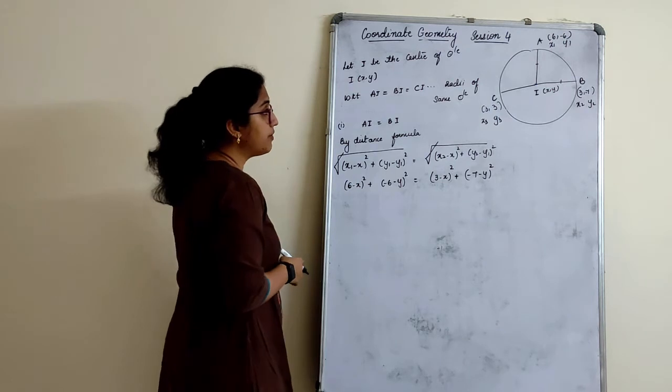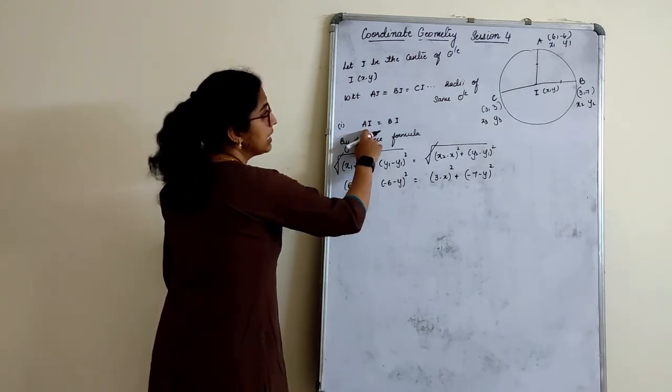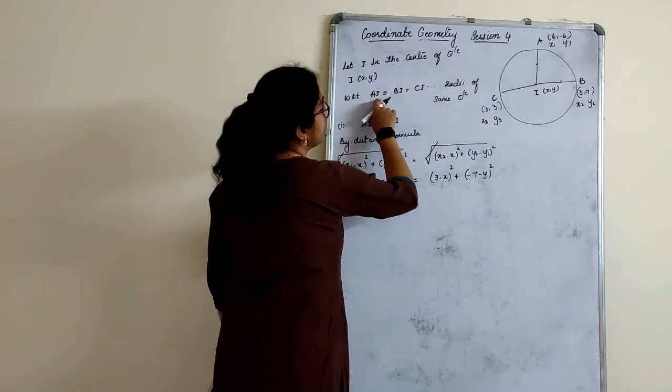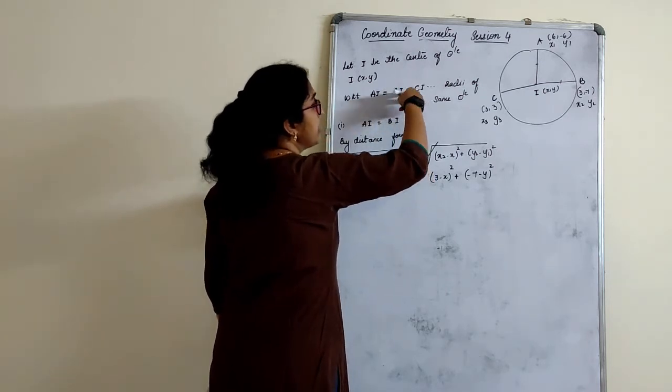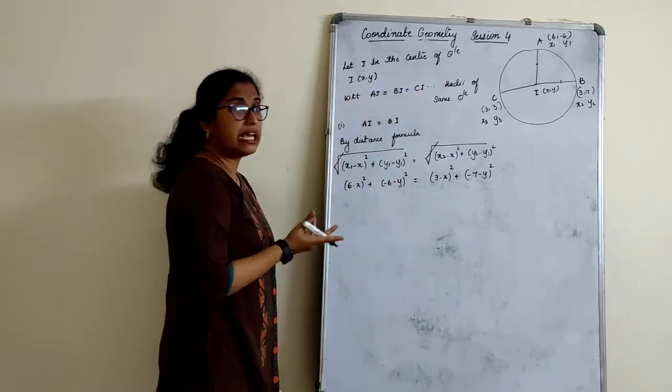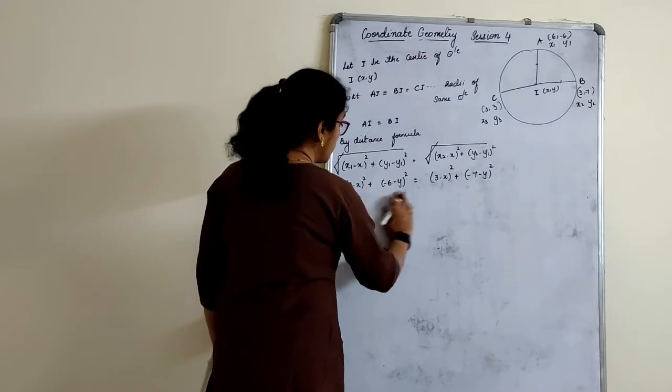We can actually find with respect to this, because AI is equal to BI, or we can consider AI is equal to CI, or the next BI is equal to CI. Any one pair we can find out.